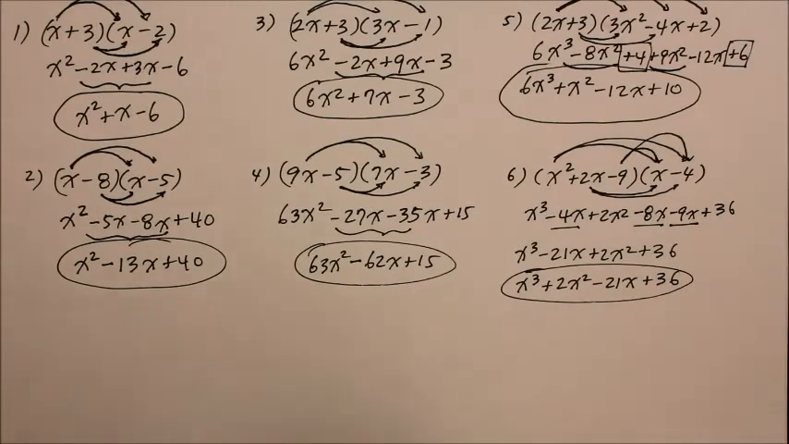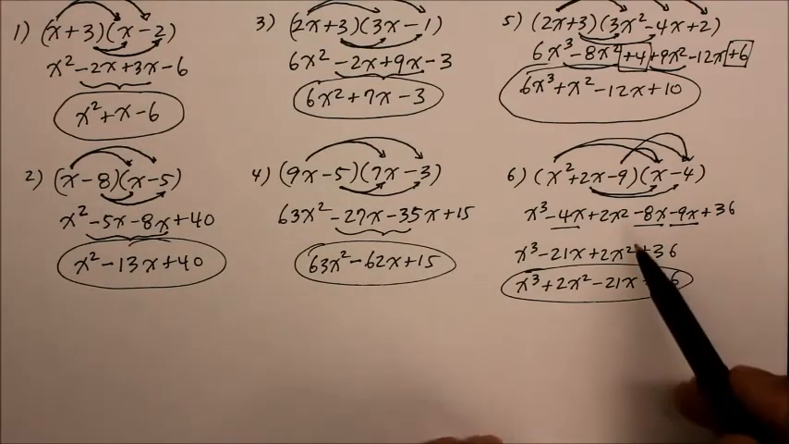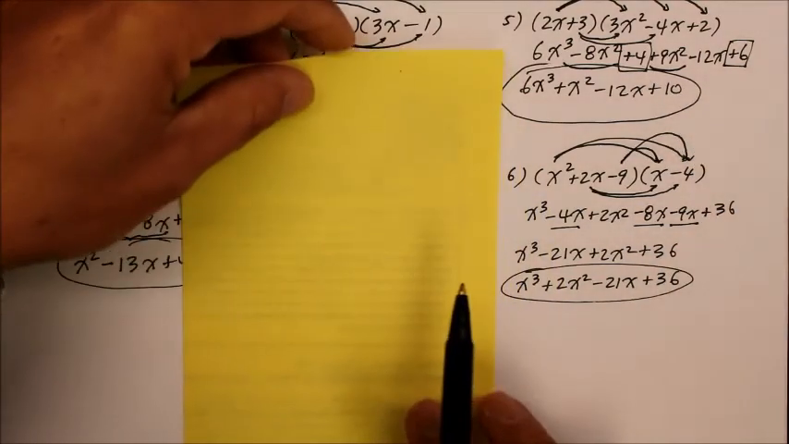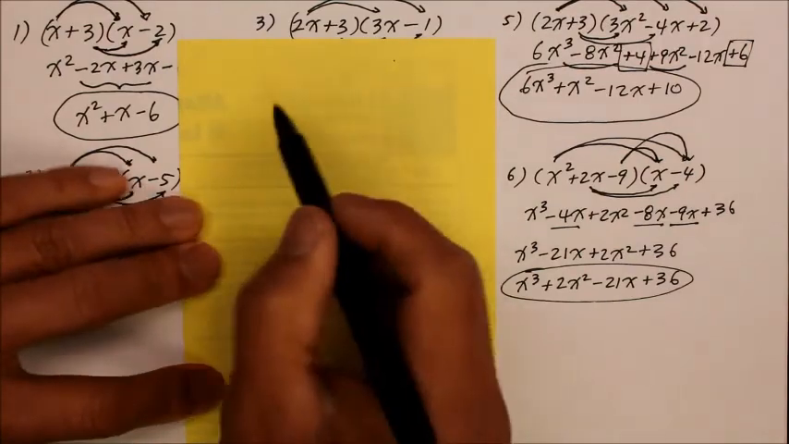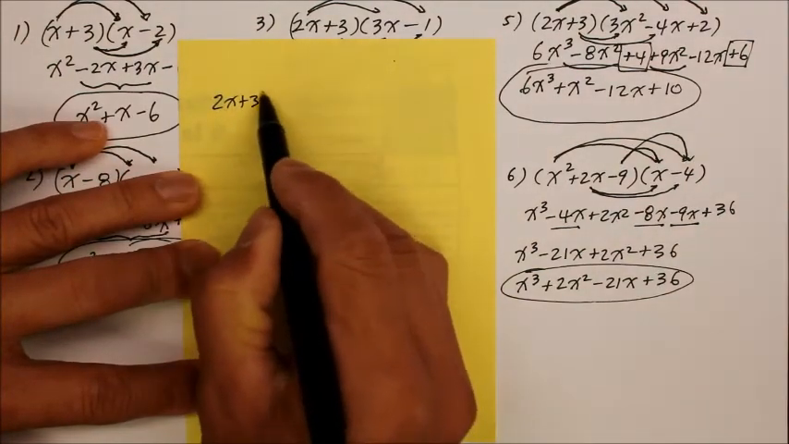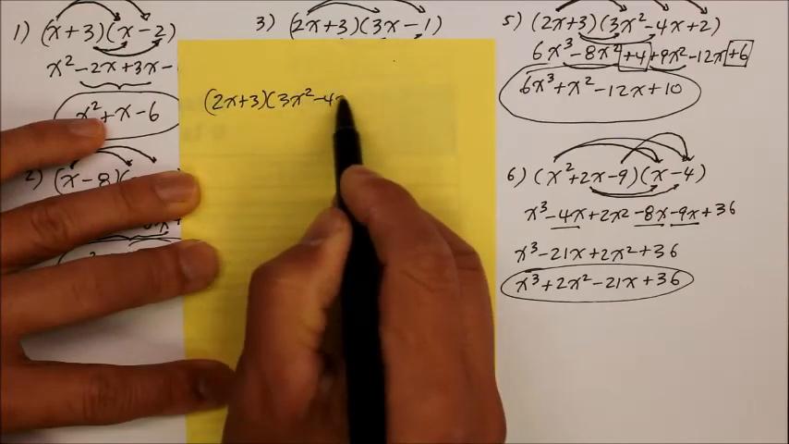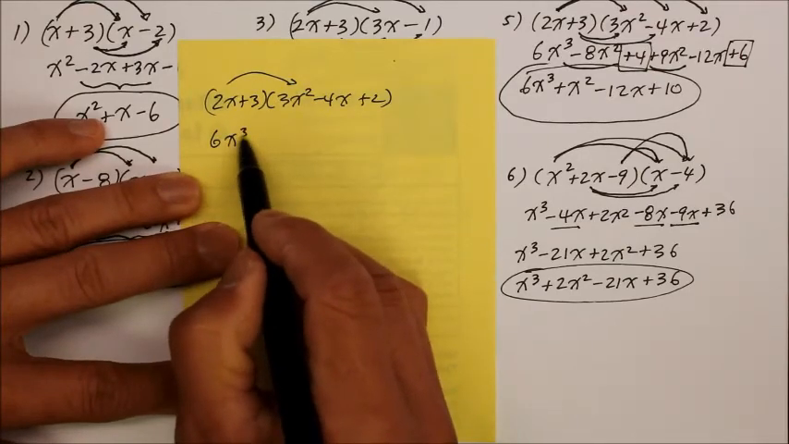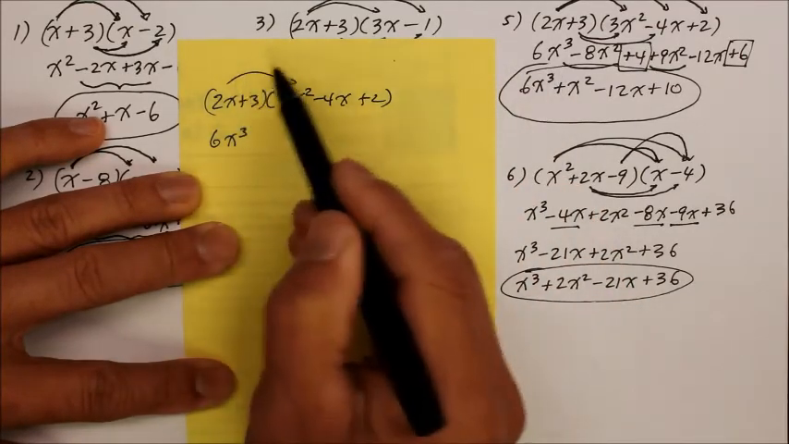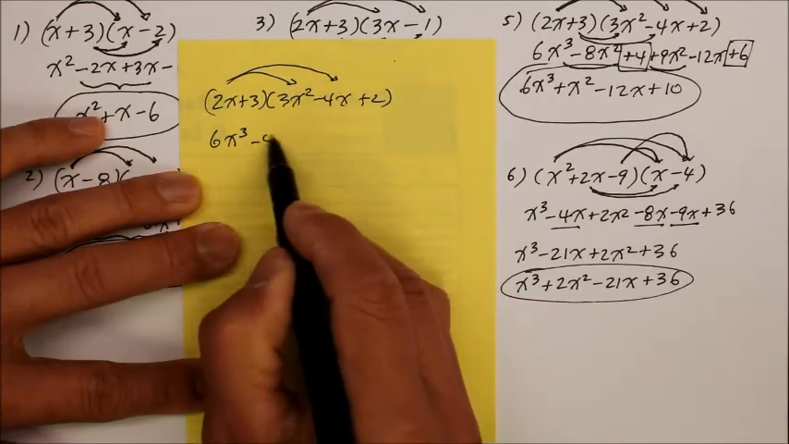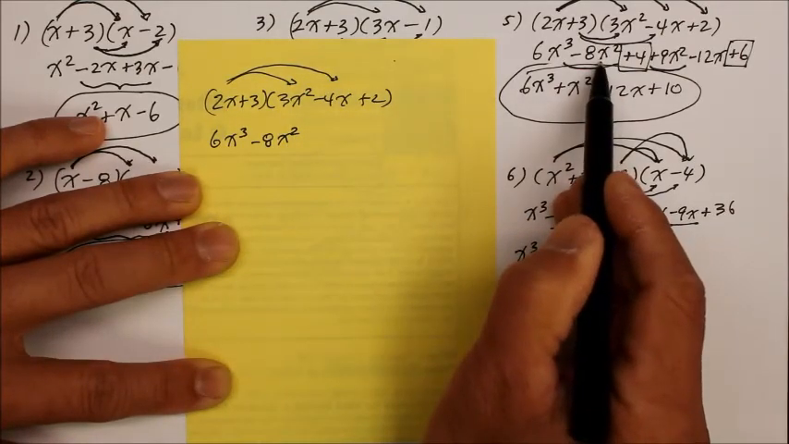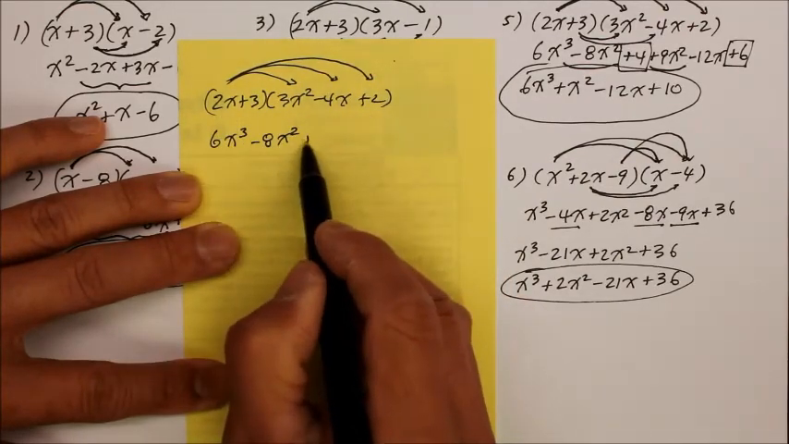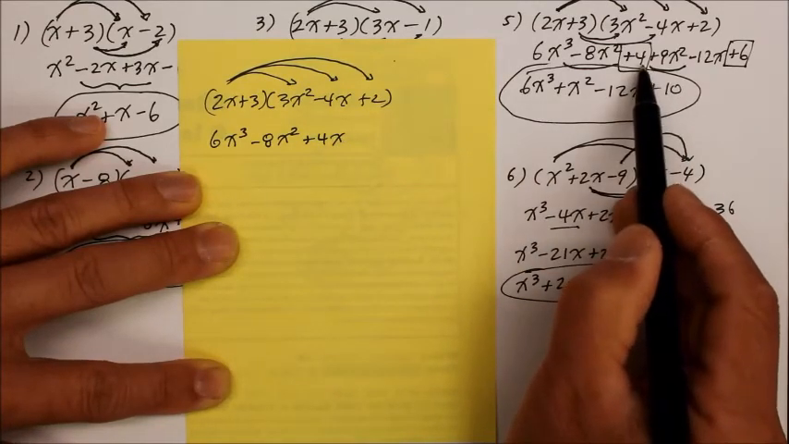Oh, sorry folks. On number 5, after looking at number 6, which is good, number 5, I made a mistake. Let me show you. Where it says 2x plus 3 and 3x squared minus 4x plus 2, I did 2x times 3x squared, which is 6x cubed. That's good. And 2x times negative 4x is negative 8x squared. That's okay. But look, 2x times 2 is 4x. And I just wrote down 4.